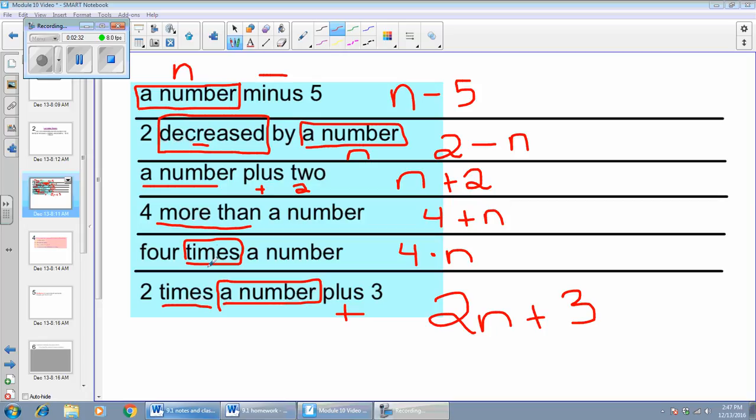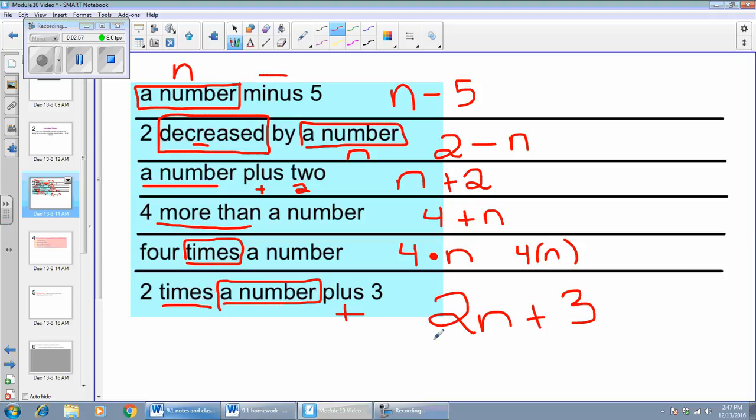4 times a number, times means multiplication. And as you know, we stopped using the x as multiplication because it actually can be mistaken for the letter x. And we don't want to mistake that for a variable. So we can use a dot or a star or parentheses. So you could actually write it as 4 parentheses n.